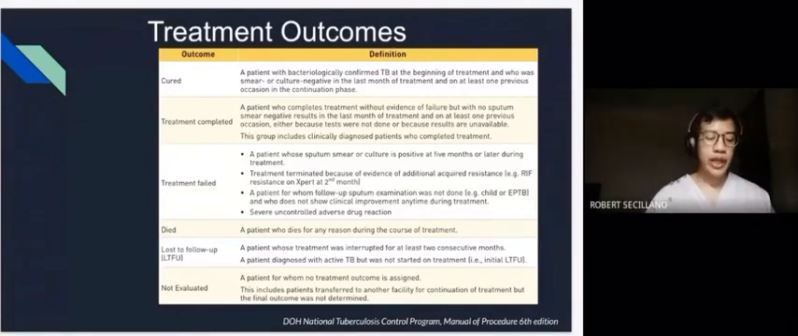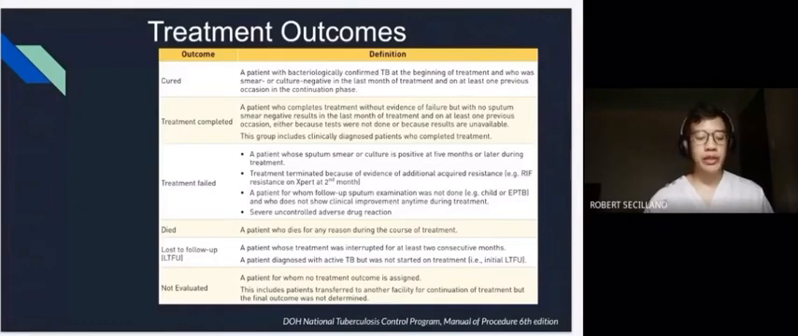So next is treatment complete. This is the patient who completed the treatment without evidence of failure but with no sputum smear negative result in the last month of the treatment. Also, treatment failed. A patient whose sputum smear or culture is positive at 5 months or later during treatment.